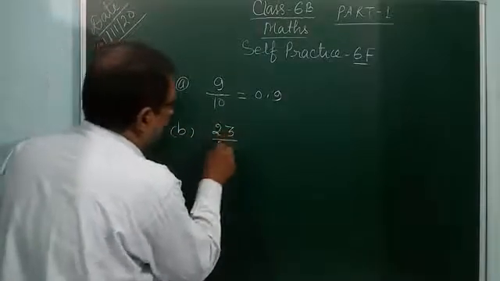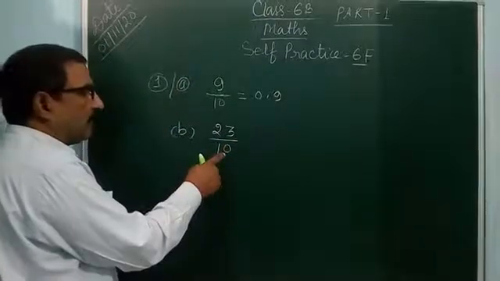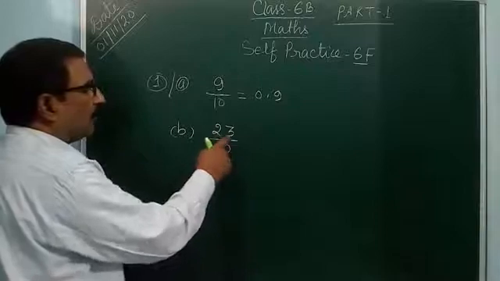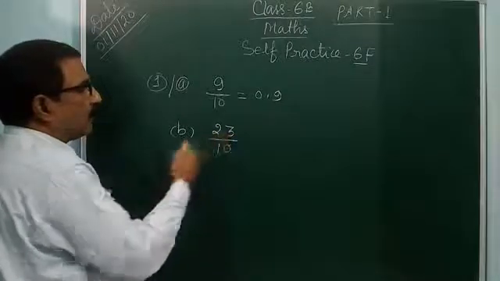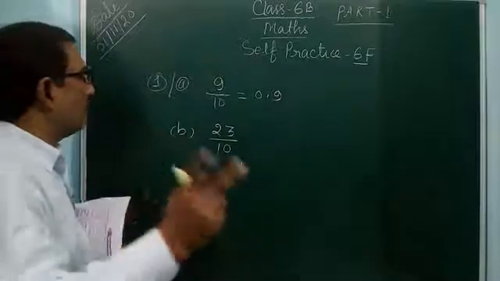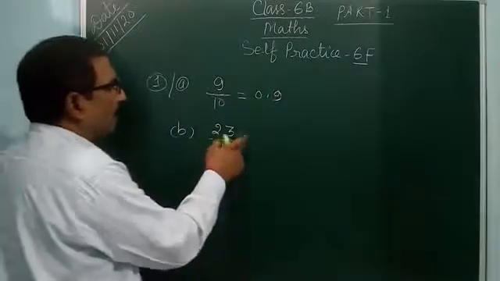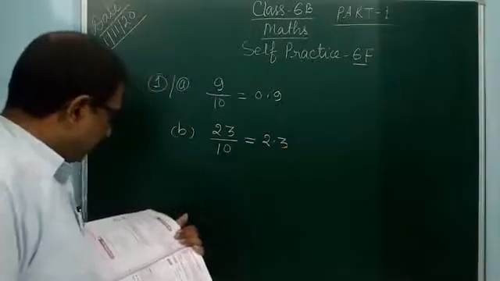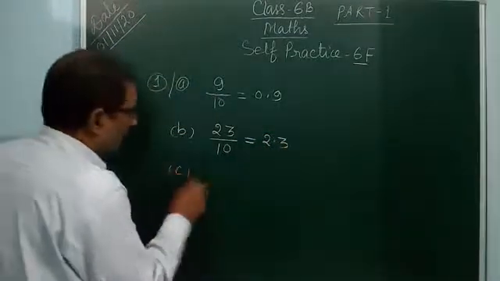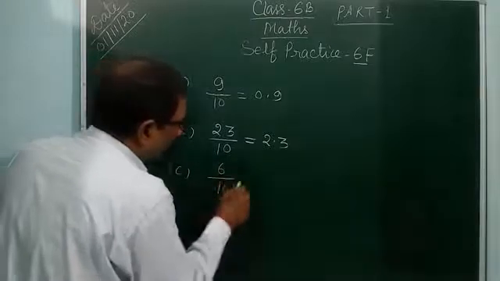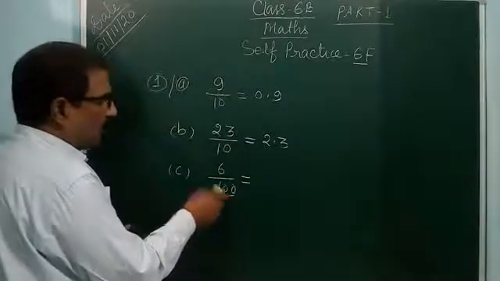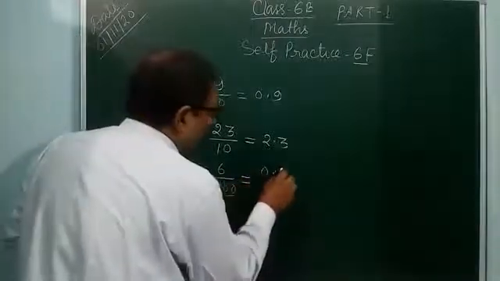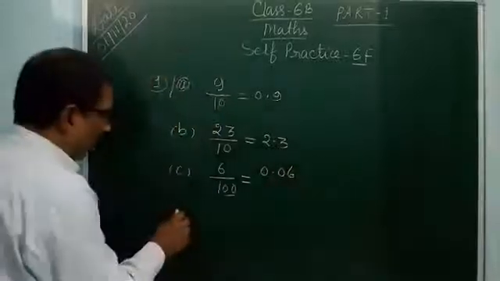23 by 10, denominator has 1 0. So here numerator is 23, 2 digit. You can take after decimal only 1 digit, it will be 2.3. After that 6 by 100, it means here 2 0 but only 1 digit, so you can complete 1 digit by 0, so 0.06.